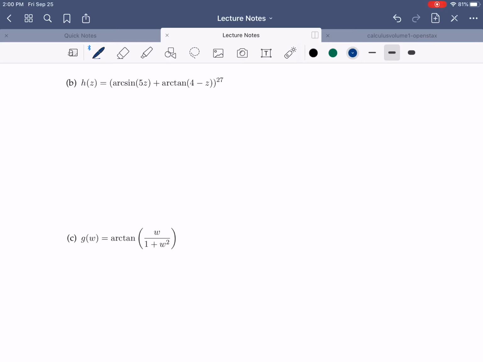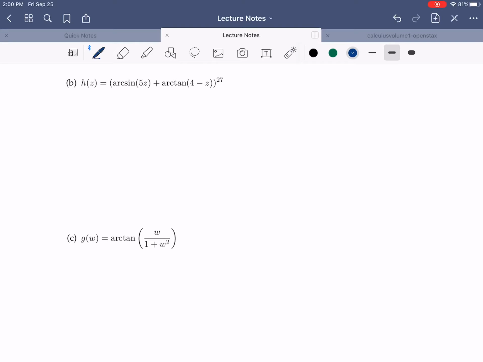In this video, I'm going to walk you through two more examples of taking derivatives of inverse trig functions. So this first one, the function is h of z equals arcsine of 5z plus arctan of 4 minus z, and then that whole quantity is being raised to the 27th power. Okay, so definitely not something you'd want to try to multiply out first. Instead, we're going to use the chain rule.